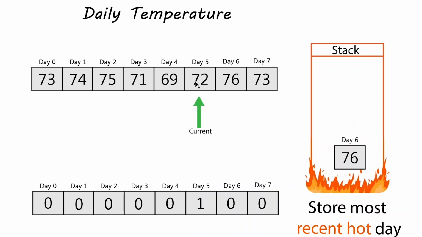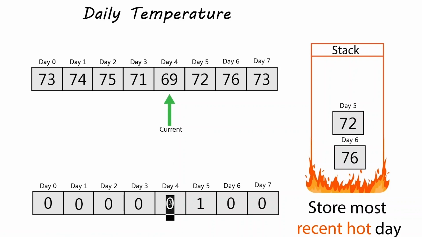And then we will also push this 72 into our stack because we can assume that this 72 can be the most recent higher temperature for someone else in future. And then we will move our current. We want this current to always be less than the top of the stack. Yes, it is. So we do day 5 minus day 4, which is 1. So we can write that 1 into our answer. We can assume that this could also be the most recent higher temperature for some other element in future.